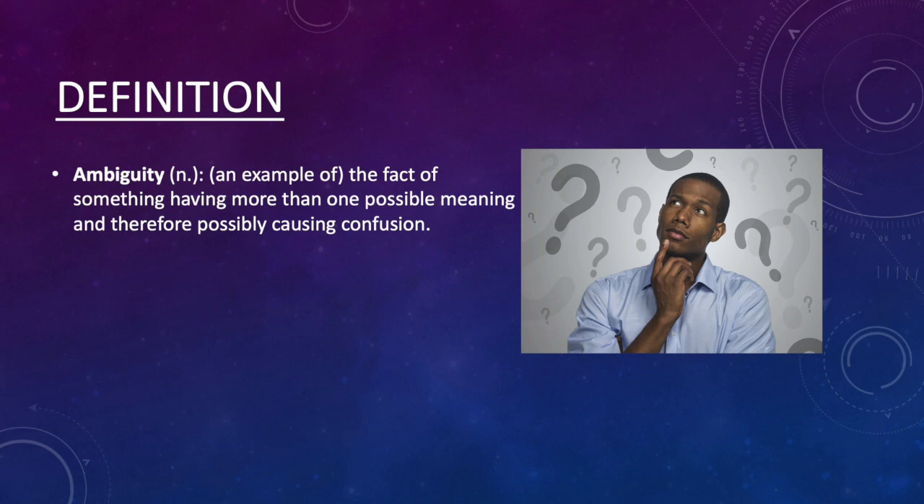Alright, let's take a look at the final word for today's unit. The word is ambiguity. It is a noun and it means an example of the fact of something having more than one possible meaning and therefore causing confusion. Synonyms include uncertainty, vagueness, and puzzle.